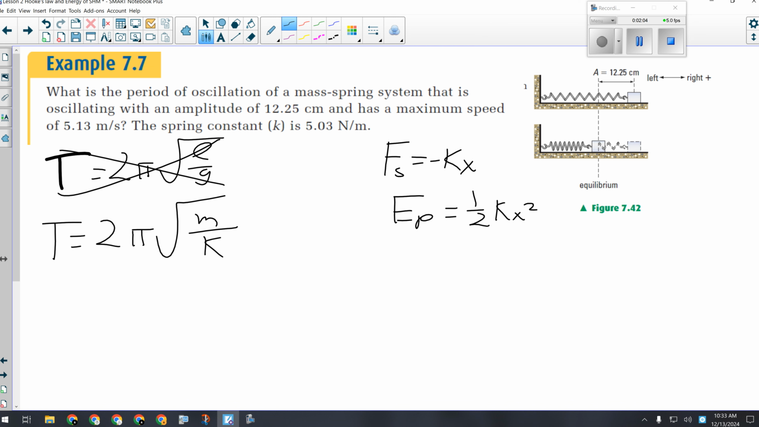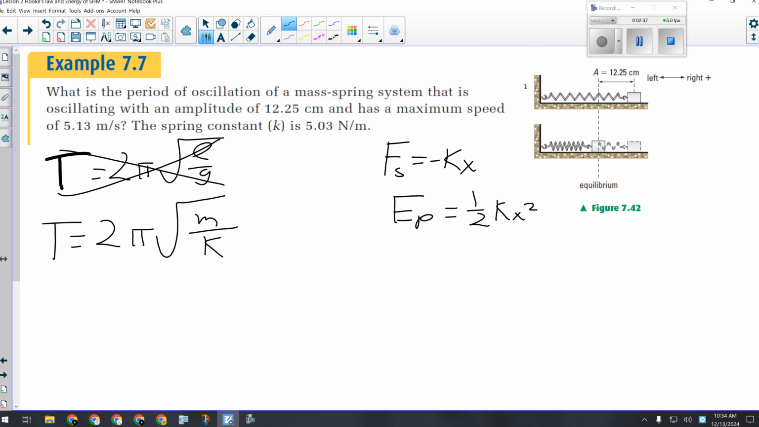Okay, it's a mass on a spring, and it's oscillating with an amplitude of 12.25 centimeters, which is kind of a jerk move. What do we always want it to be in? Meters, so you'll have to do that conversion. Okay, and it has a maximum speed of 5.13 meters per second. The spring constant is 5.03 newtons per meter. They want the period of that system.